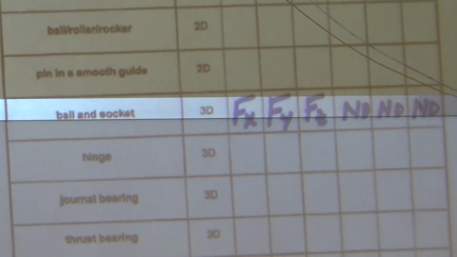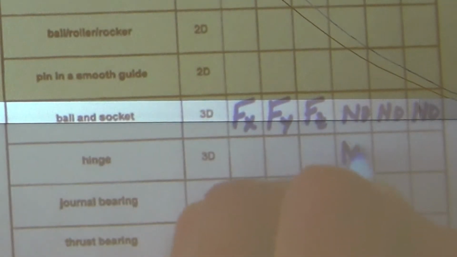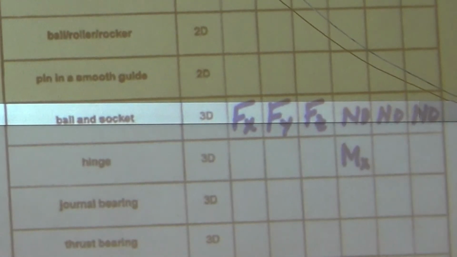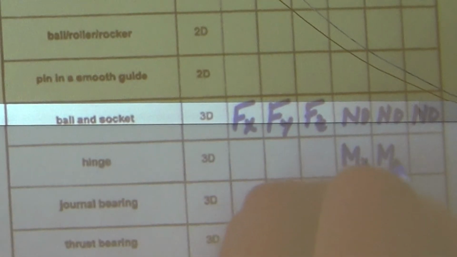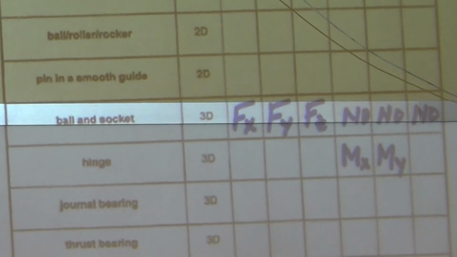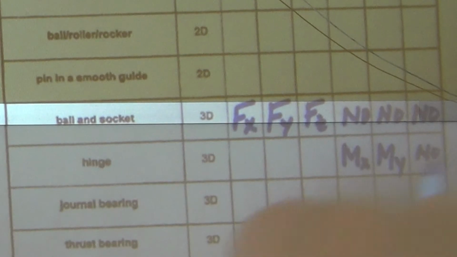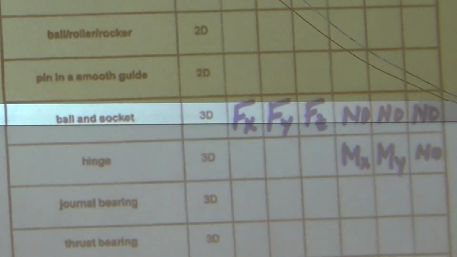Can it resist a moment in the X? Yes. Moment in the X. Can it resist a moment in the Y? Yes. Moment in the Y. Can it resist a moment in the Z? Remember, the Z is the axis that's going vertical. It could spin about that, so there's no. Well, I guess it just depends which axis it's rotating about. Right, it depends on the axis, so that's why we had to choose the axis first, right?